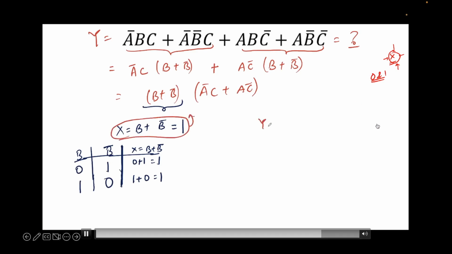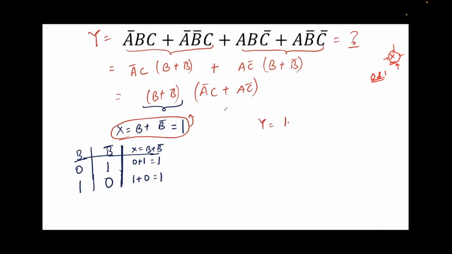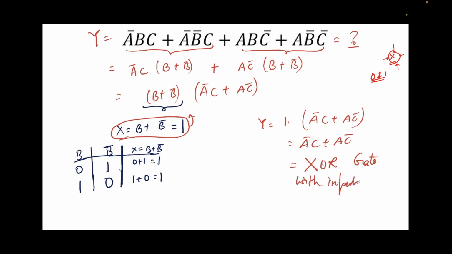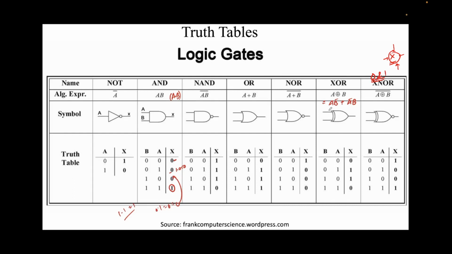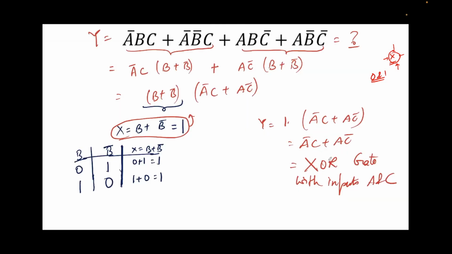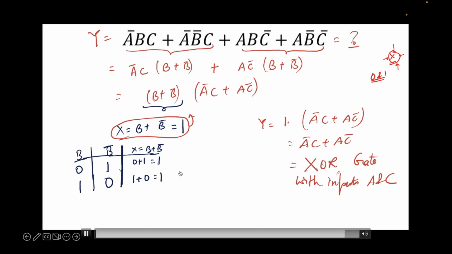So I'll get y equal to 1 times, since the value of b plus b bar is now 1, a bar c plus a c bar. Now note that this is nothing but the algebraic expression for a 2-input XOR gate with inputs A and C. I told you the XOR is nothing but A B bar plus A bar B. Here one of the inputs is C instead of B, so A bar C plus A C bar. What we get is an XOR gate.